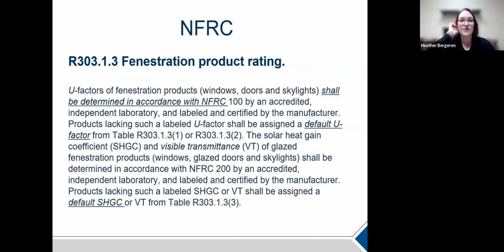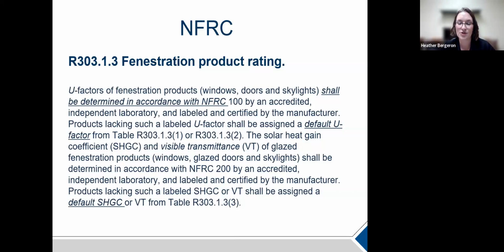The fenestration product ratings here. So again, as I mentioned before, having the default chart here, the U factors of fenestration performance products, as far as windows and doors and skylights, shall be determined in accordance with the NFRC. So U factor shall be assigned a default U factor. You can reference this table and information.